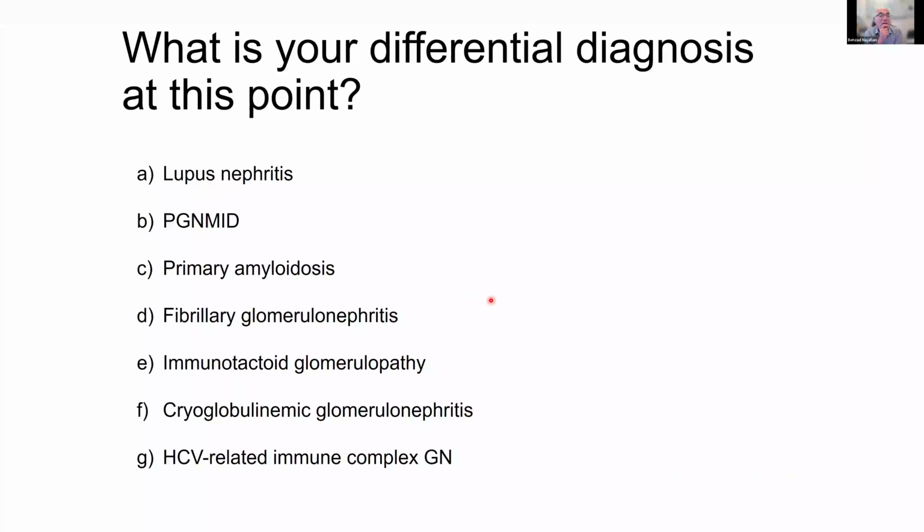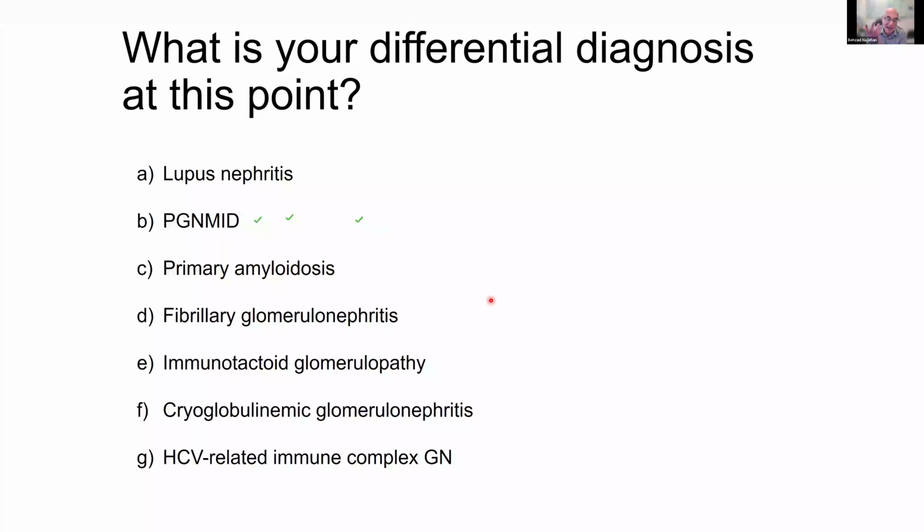But at that point, what is your differential diagnosis given this information that I gave you? And again, you can put as many marks as you want. So lupus nephritis, proliferative glomerulonephritis with monoclonal immune deposition disease, PGNMID, primary amyloidosis, fibrillary glomerulonephritis, immunotactoid glomerulonephritis, cryoglobulinemic glomerulonephritis, HCV-related immune complex GN. The donor had HCV, was HCV positive. So I hope that the annotation marks are still working, okay?